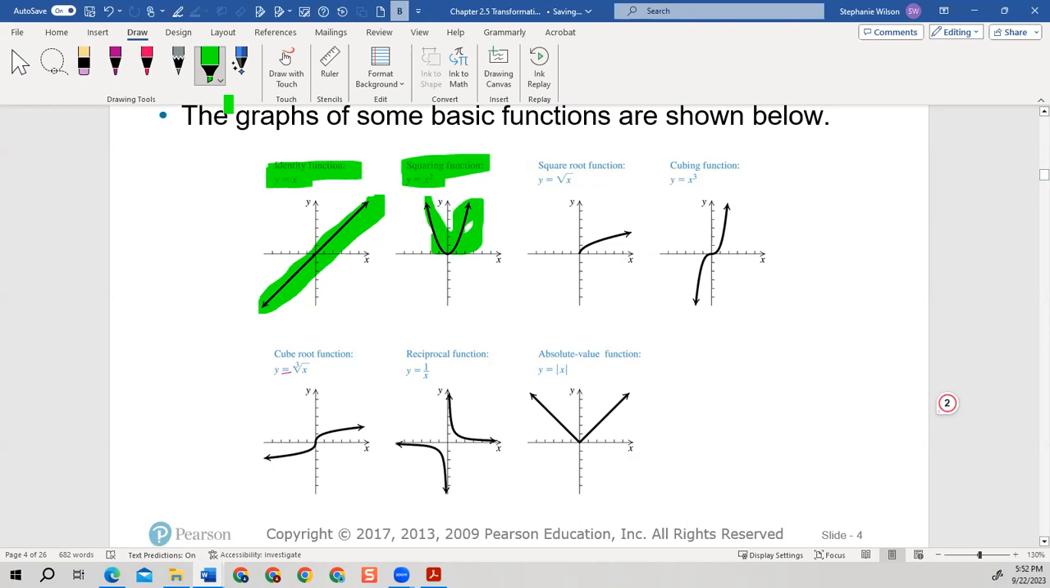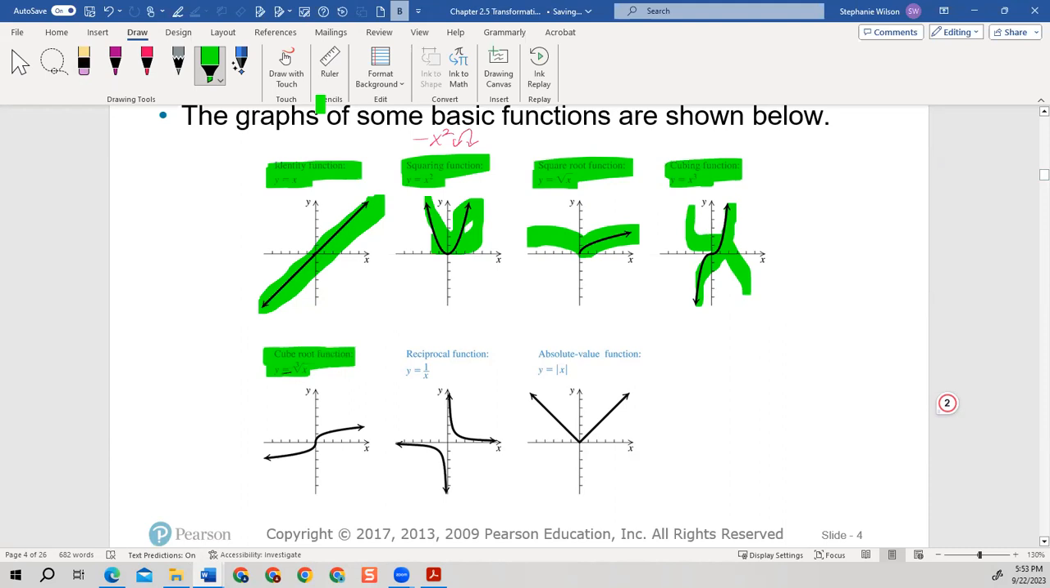If my x squared had a negative in front of it, if it would have been negative x squared, it would have opened downward. This next one is the square root function, y equals square root of x, and you notice it opens this way. If it had a negative in front of the square root, it would have opened that way. This next one's a cubing function. I got y equals x cubed, and if you notice, I got this function here. However, it would flip the other way if it had a negative in front of the x cubed.